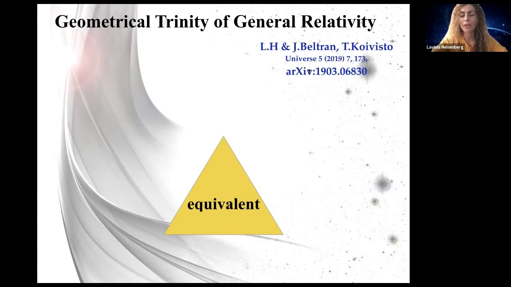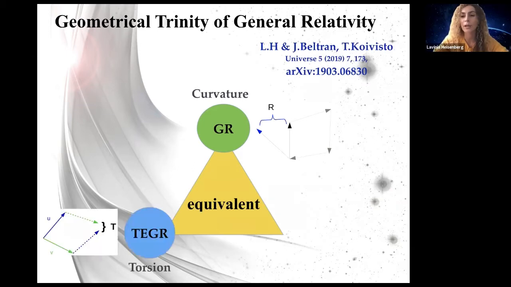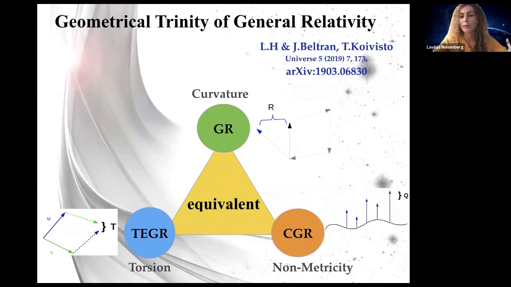So in this geometrical trinity, I will introduce general relativity a la Einstein, which is based on curvature that we are all familiar with. But then I will introduce a second formulation, which is completely equivalent but independent, based on torsion. And then I will introduce general relativity based on non-metricity. This is a third completely equivalent, but yet completely independent formulation of general relativity.